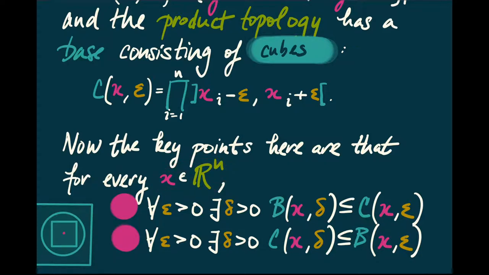if I take an epsilon greater than 0, I can find a delta also greater than 0, such that the ball of radius delta is contained in the cube of radius epsilon. In the other direction, if I take an epsilon greater than 0, I can find a delta greater than 0, such that the cube of radius delta is contained in the ball of radius epsilon.